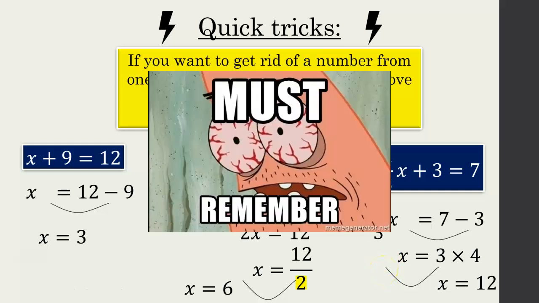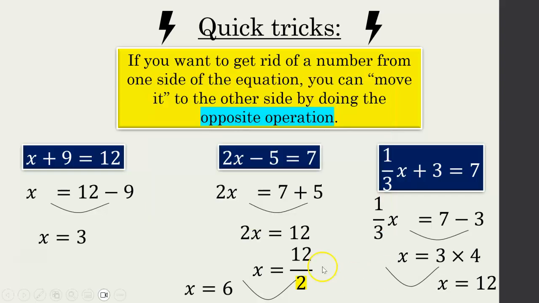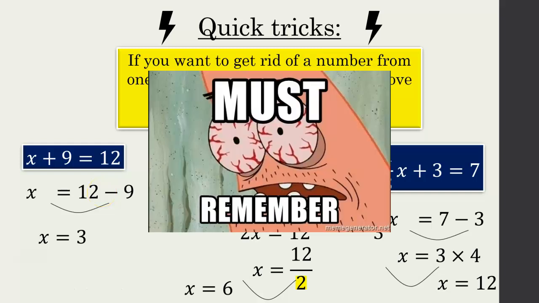This is the most important thing to learn. You'll eventually just get used to these quick tricks, but it's really, really important that you remember why this is the case. So why is it when I move the 9 over here, it becomes minus 9? Well, remember, we're just subtracting 9 from both sides. Because in an equation, whatever you do to one side, you have to do to the other side for it to stay balanced and stay an equation.